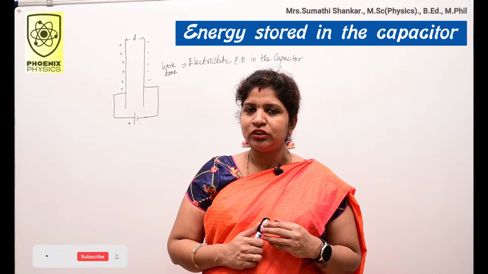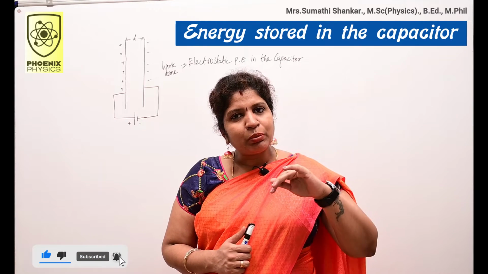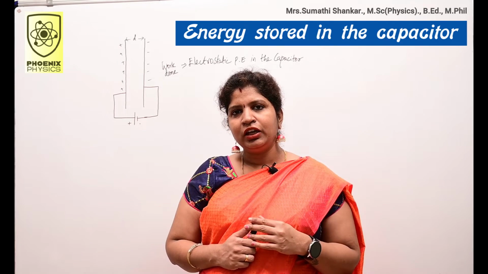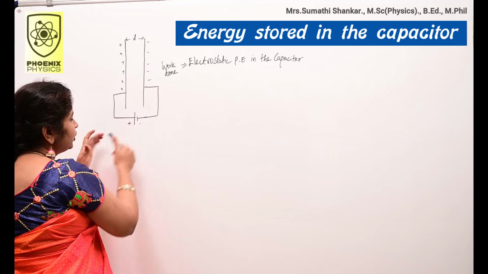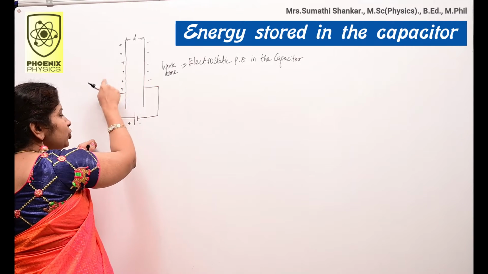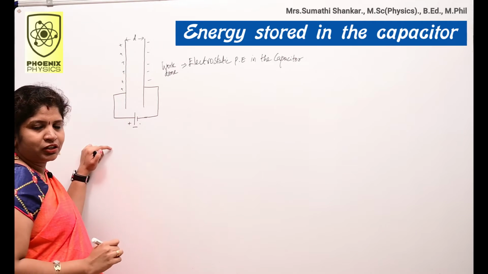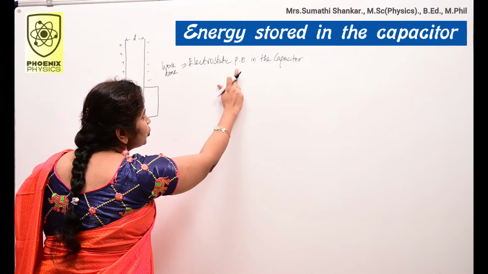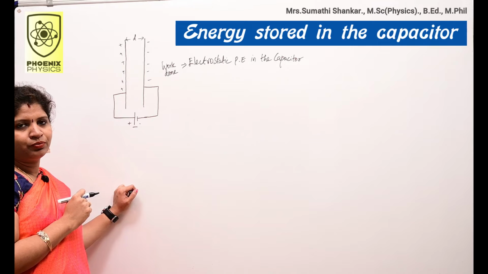Today we are going to learn energy stored in the capacitor. You know that a capacitor stores charges and energies. When a battery is connected to the capacitor, the electrons are transferred from one plate to another. Here the work is done by the battery. This work done is stored as electrostatic potential energy in the capacitor.